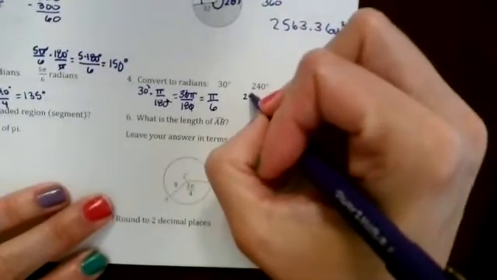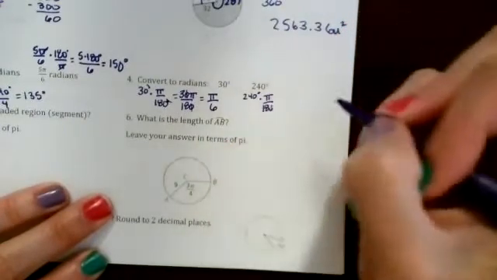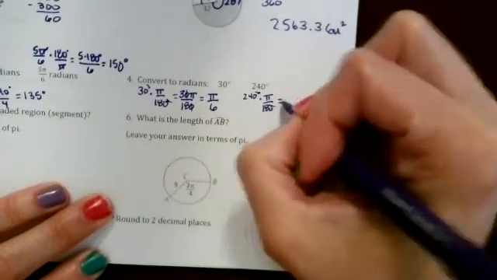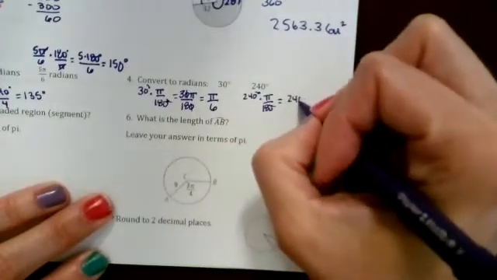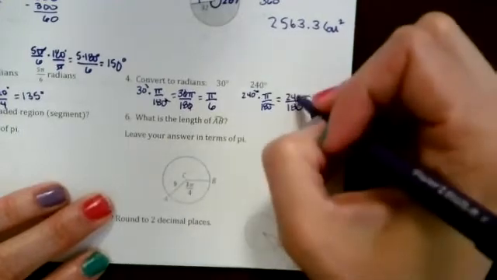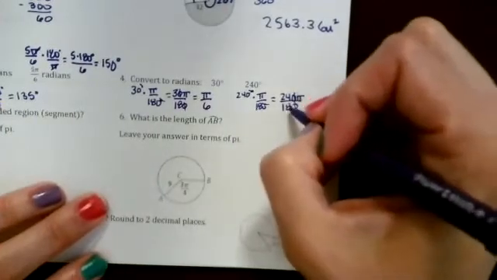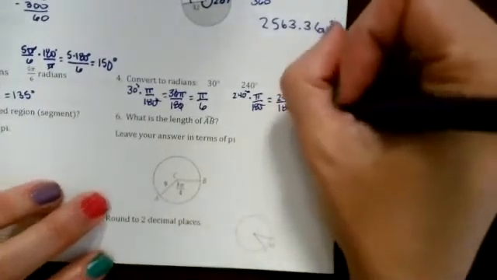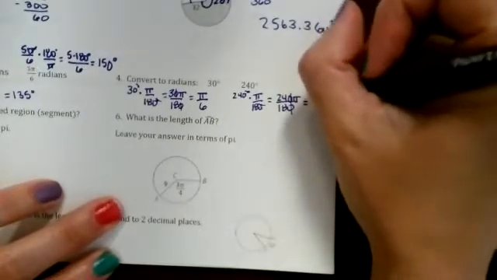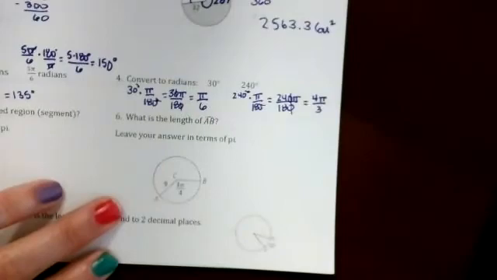Okay, for 240 degrees times pi over 180 degrees, the degrees cancel. I have 240 pi over 180. I could cancel out by dividing by 10, get rid of the zeros. 24 and 18 are both divisible by 6, so I could simplify to 4 pi over 3 for my radian.